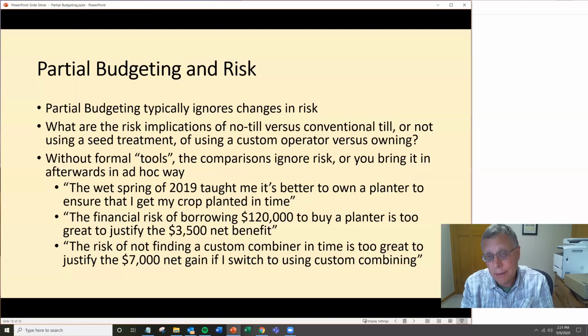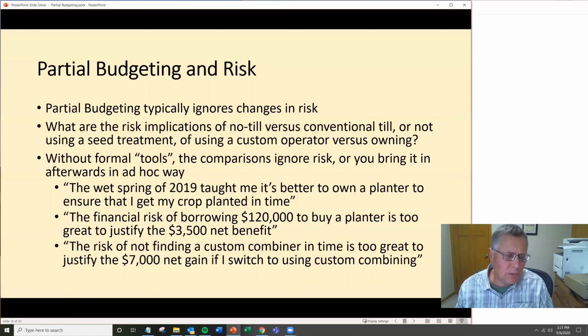Some of those people were late planted because they did not have their own planter, or missed their harvest because they didn't have their own combine, and they had to get in line and work with the custom operator at one level. And what's the risk of that? Those are very unusual years. Can you bear that risk? Without formal tools, those are extreme examples with this extreme weather we've had the last couple of years.